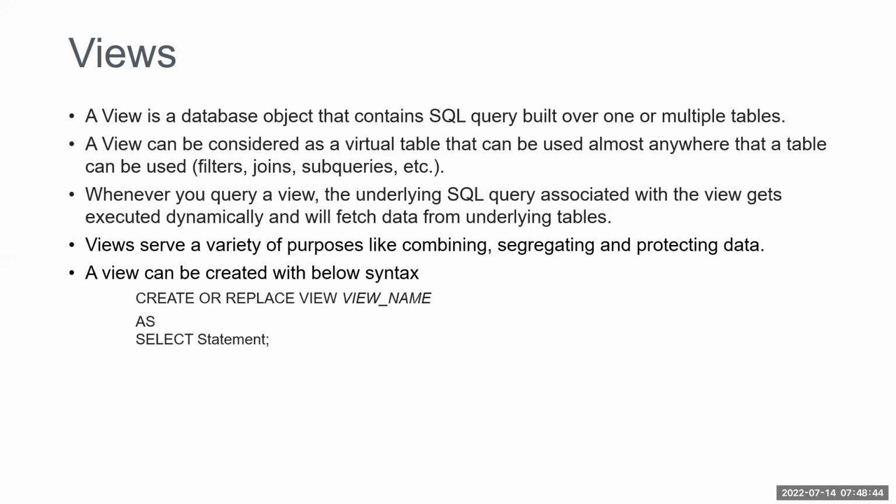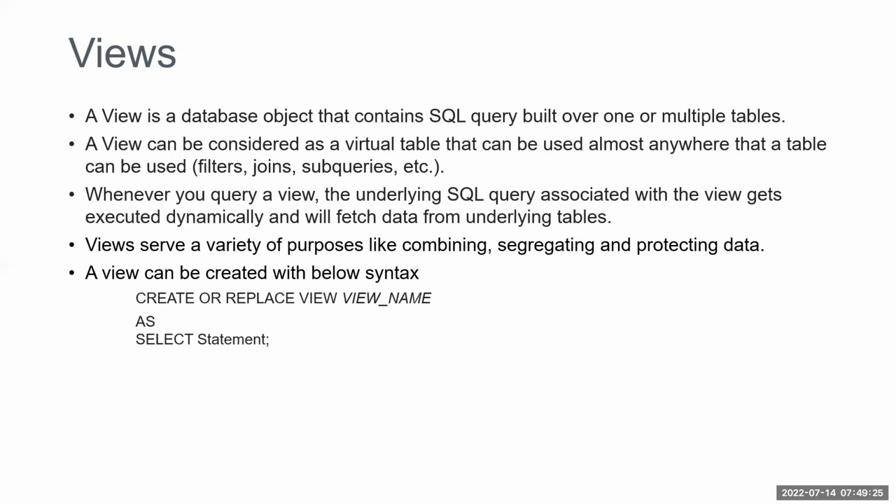So a view serves a variety of purposes like combining data, segregating data, and protecting data. These three are important. Suppose I have multiple tables and I want to fetch the data from all of those tables, but I don't want to run a query every time to combine that data. What can I do? I can write a query by joining those tables. Suppose I have employee data, department data, location data, and I want to write a query over all these tables. I don't want to write that query every time, right? So what can I do?